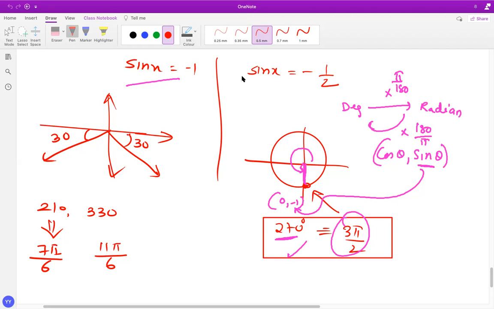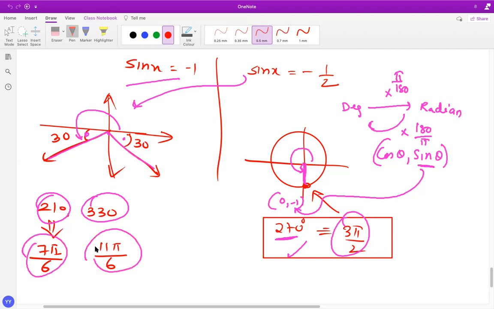The second angle is when sine x is negative half. The angle can be in quadrant 3 or 4. The base angle is 30 degrees, so your measurement is either 210 or 330. So your final possible answers are 7 pi over 6 or 11 pi over 6 in radians. So this is how you do the basic questions on solving trig equations.